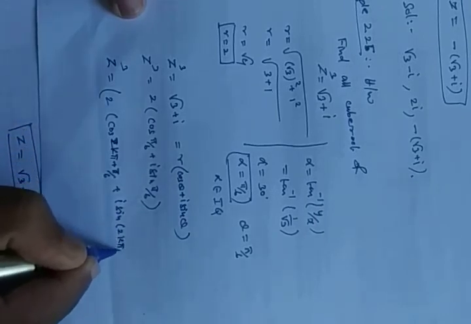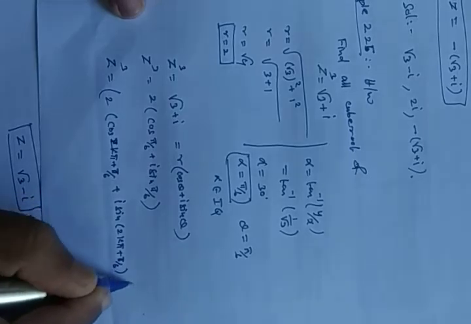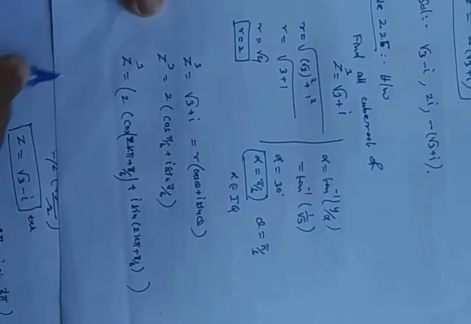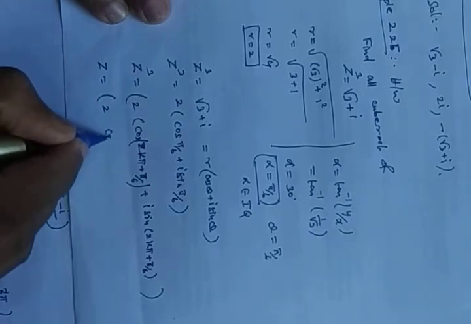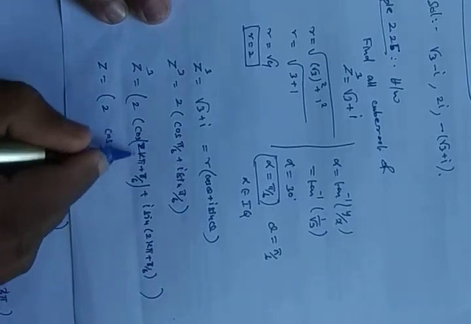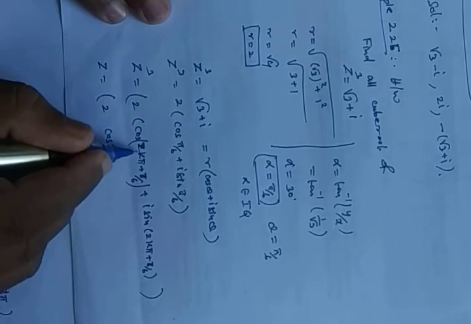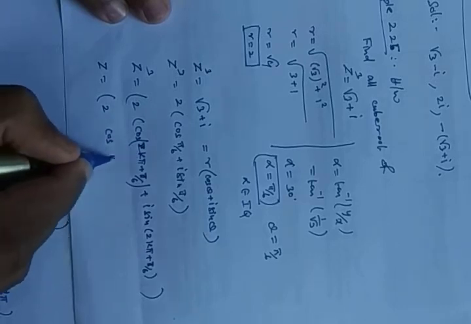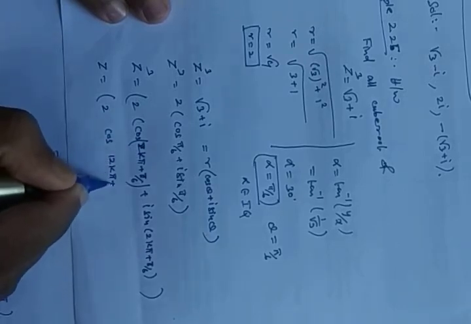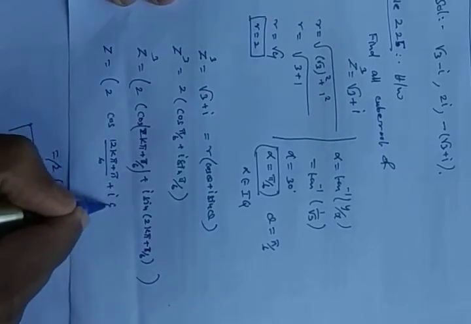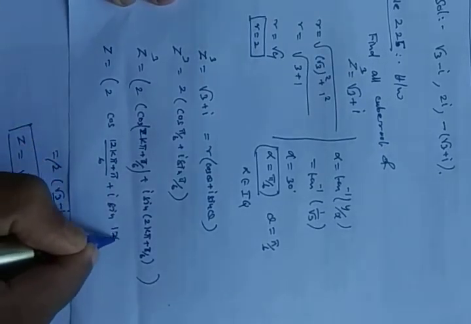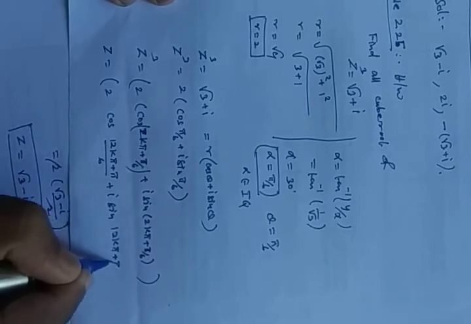2kπ + π/6 will come. So this is the thing you write first. Okay, for z, what will come? Here 2, here cos 2 × 6 = 12, 12kπ + π/6. Here also what will come? i sin 12kπ + π/6 will come.